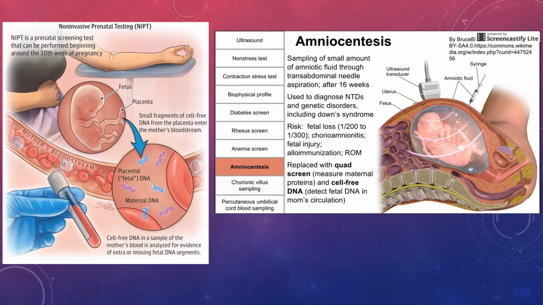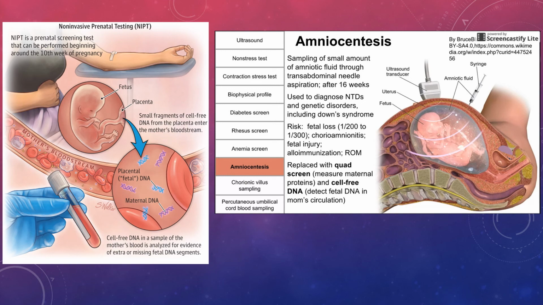So cell-free DNA in a sample of the mother's blood is analyzed for evidence of extra or missing fetal DNA segments. So this test is basically done to check if there's any extra DNA segment or if there's any missing DNA in the fetus.